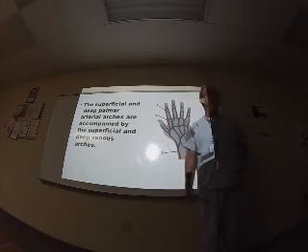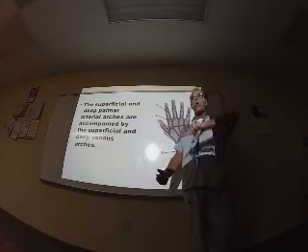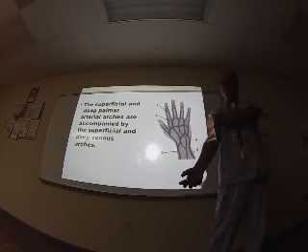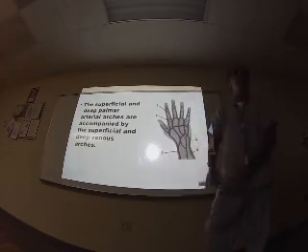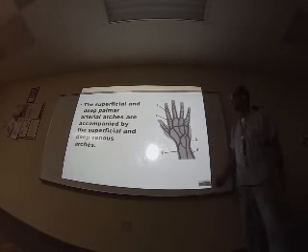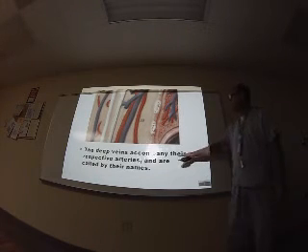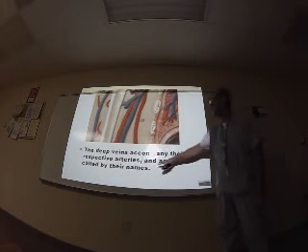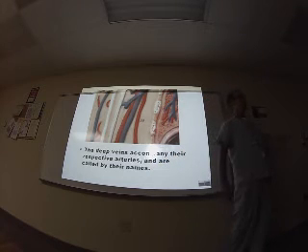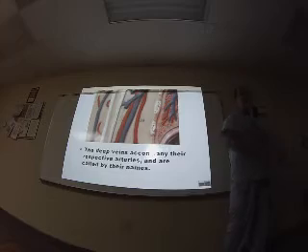But be careful because we have superficial veins. Superficial veins have no artery: cephalic, basilic, great saphenous, and lesser saphenous. No arteries because they are superficial veins. The deep veins accompany their respective arteries and are called by their names. Brachial artery, brachial vein. Ulnar artery, ulnar vein.